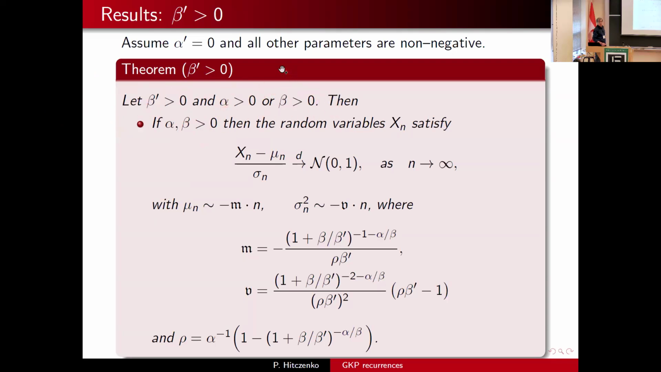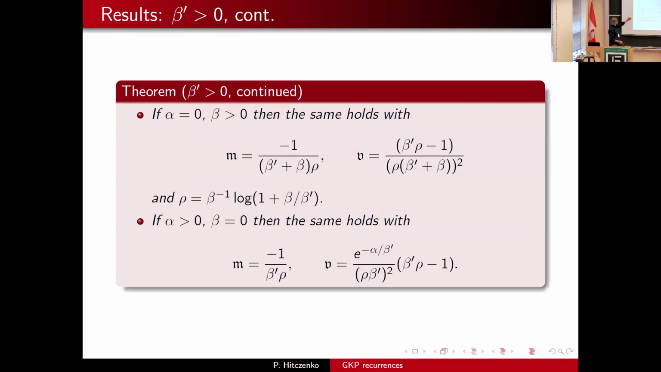The first case is when beta prime is positive and at least one of alpha and beta is positive. When you have that situation, then first of all the mean is linear in n, with a coefficient that you identify from those, and the variance is also linear in n with another coefficient. And when you normalize in the usual way, subtracting the asymptotic mean and dividing by the asymptotic standard deviation, you get standard normal random variables. One of the expressions here is rho. The formula for rho is here.